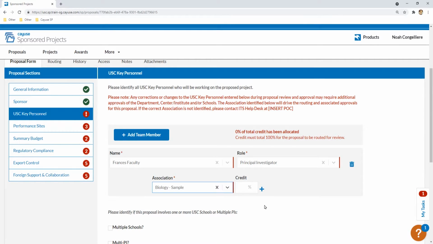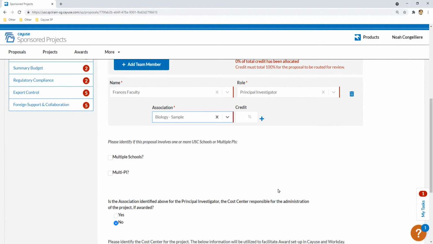So the easiest approach to this credit field is just to enter 100% for the PI. It's the easiest way to get around this field, and again, it serves no process function, so it's not going to matter how this percentage is allocated amongst PIs or co-PIs as a means of proposal review. So I'm simply going to enter 100% for our PI, Francis Faculty, in order to move on.